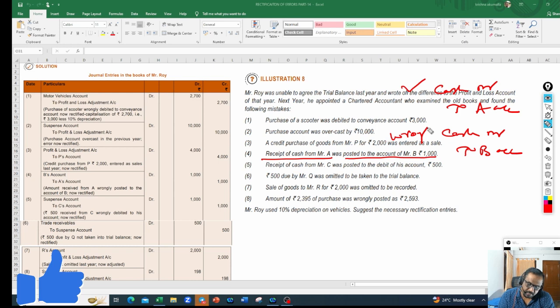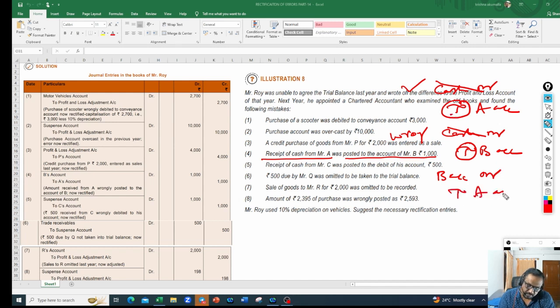So here there is no problem in cash account. Problem is here in A account and B account, right? So B account is wrongly credited. So I need to debit B account and credit to A account. B account debit to A account is the entry to rectify. Clear?